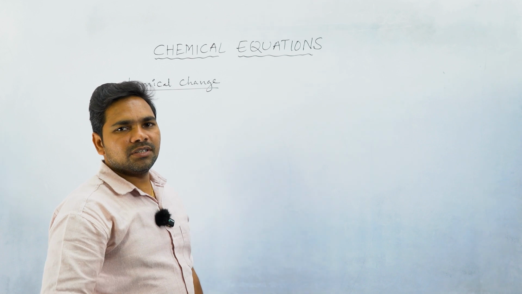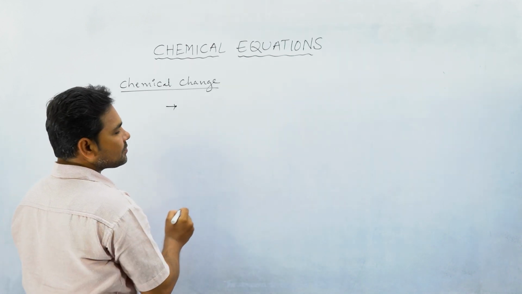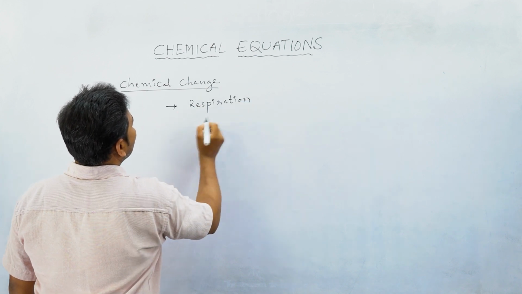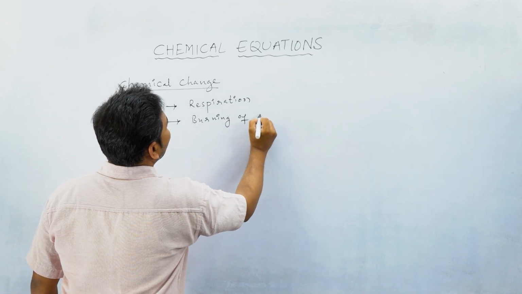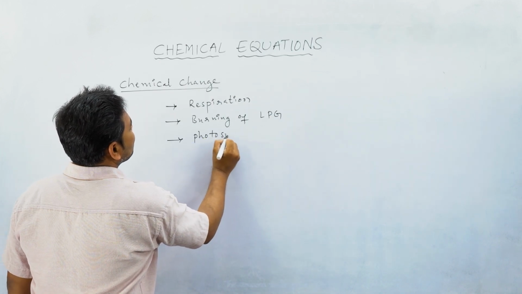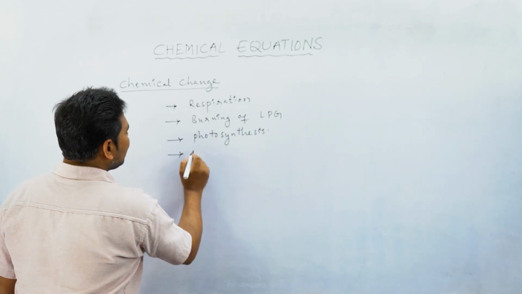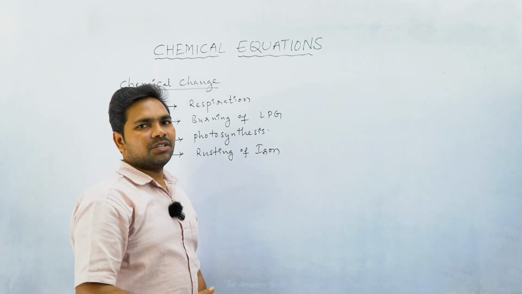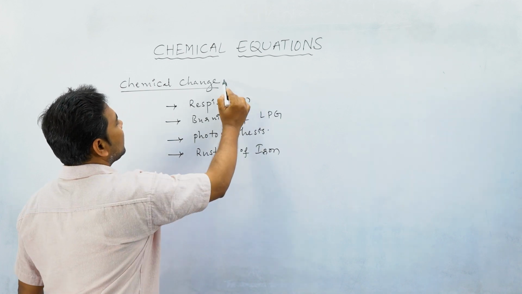We see various chemical changes in our daily life, like respiration, burning of LPG, photosynthesis, rusting of iron. Many changes we see in our daily life, right? All these changes are actually chemical changes.